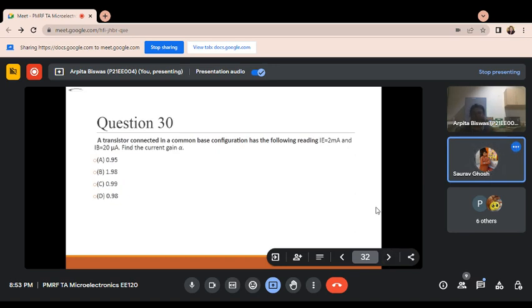Yes. So next question, it is a small numerical. So please solve the question. A transistor connected in a common base configuration has the following reading. IE, the emitter current, is 2 milliamps and IB is 20 microamps. So find the gain alpha.